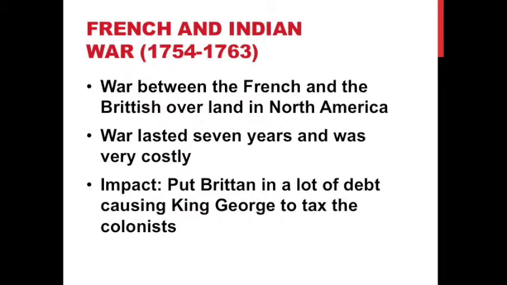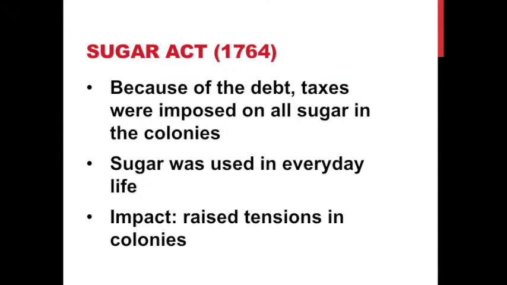So the French and Indian War was between the British and the French over land in North America. The war lasted for 70 years and was really, really costly. This cost put Britain in a lot of debt, causing King George to tax the colonists a whole lot. One of those taxes was the Sugar Act. The Sugar Act was a tax imposed on all sugar in the colonies. Sugar was used for a lot of different things, and so this made colonists really mad. They love their sugar, but now some of them couldn't afford it because it was being taxed so much.